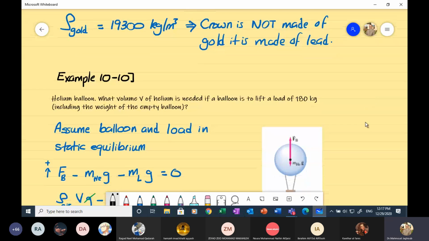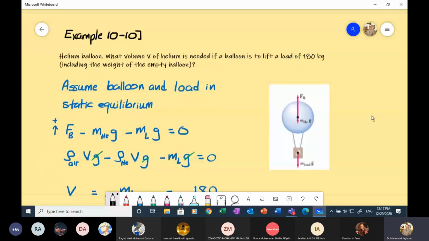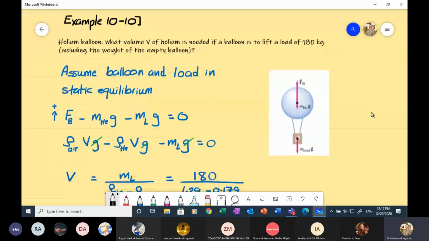Okay. Let's have another question. Example 10.10. This is also from your book. This is a balloon. The question says the following: helium balloon. What do we mean by helium balloon? That this balloon is full of what? Of helium. You see this in the malls. When you go to the mall, you will have some people selling balloons, and those balloons are tied to a string.